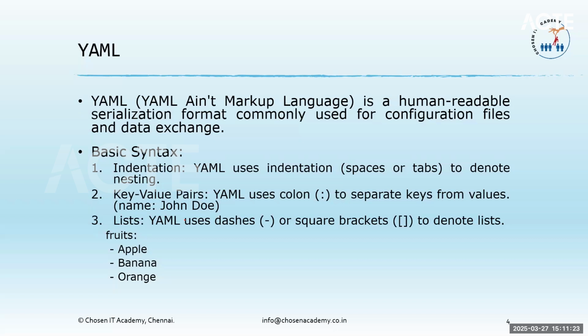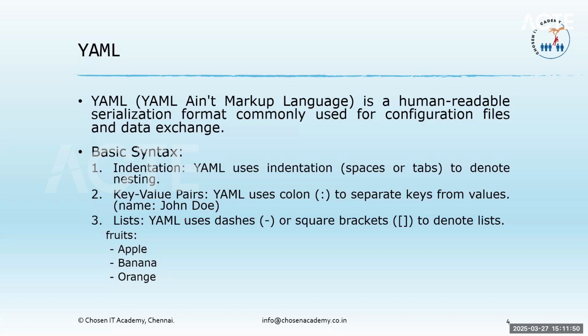The next one is key value pairs. All of the things that we want to give go by key and value. So key value pair: for example, the key is name and the value is John Doe. So this is one example. Likewise, we can give a key and give a value to it, and it can work based on that.